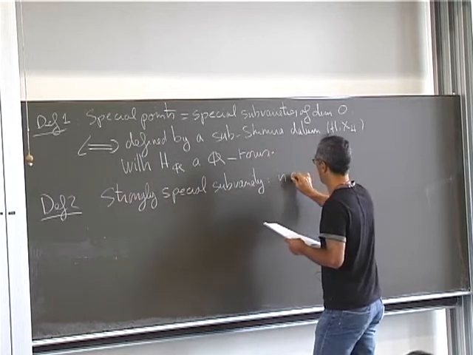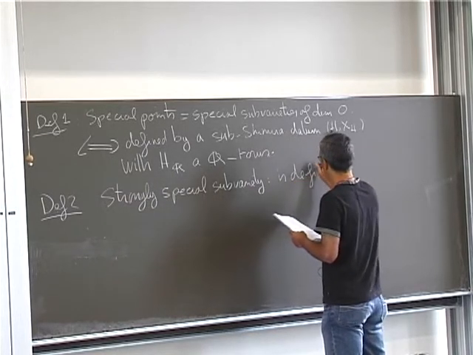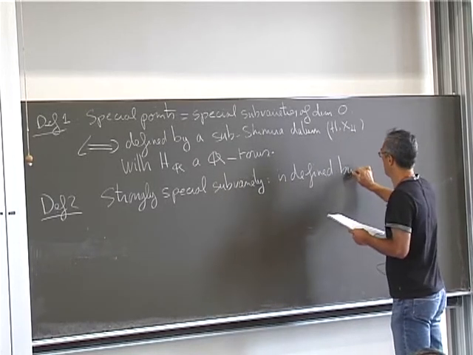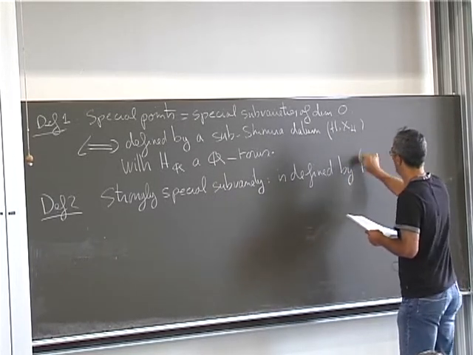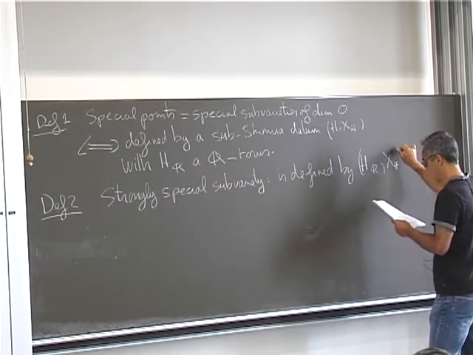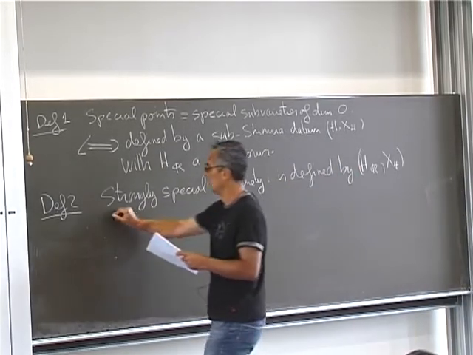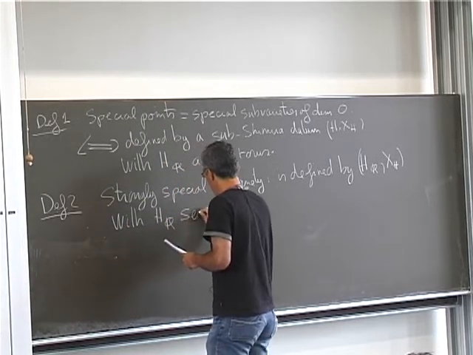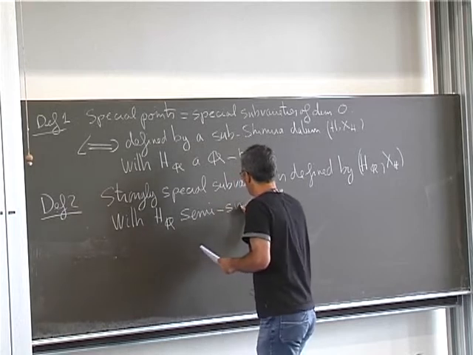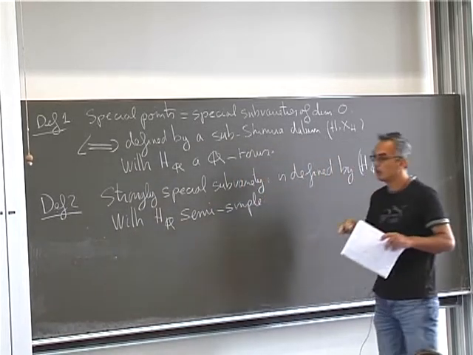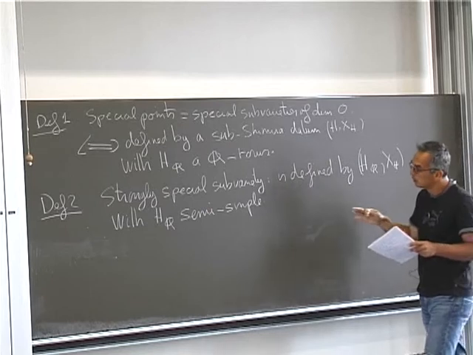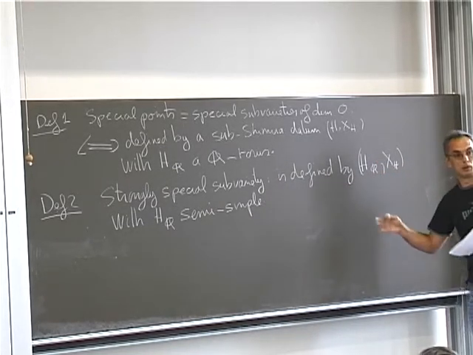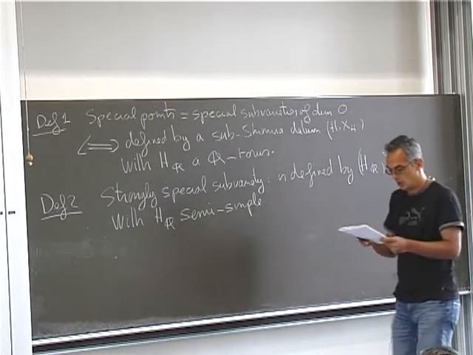It's defined by definition. It's defined by HQ XH with HQ semi-simple, which means that the connected center of HQ is trivial, okay?